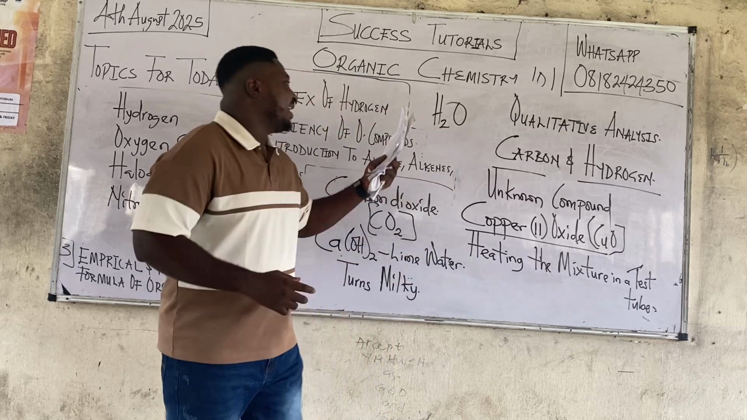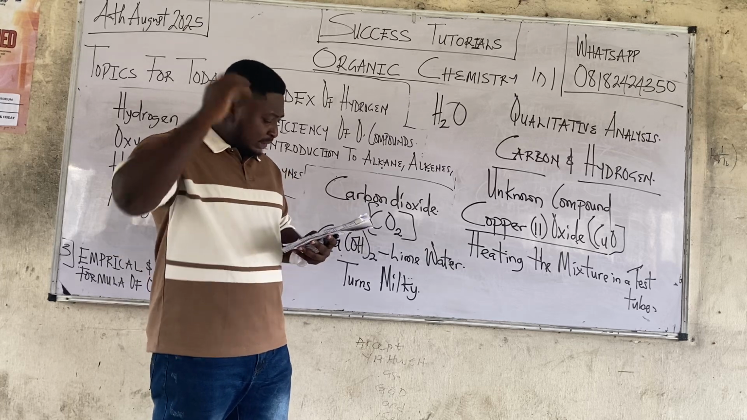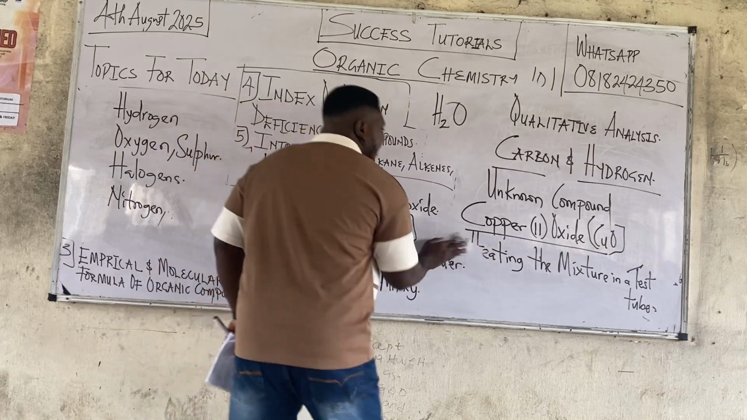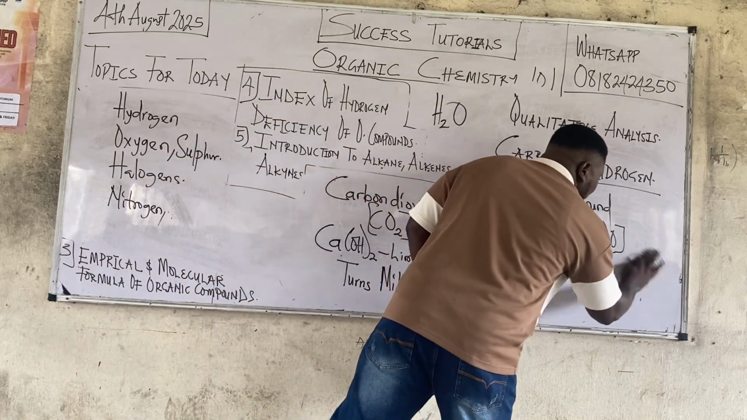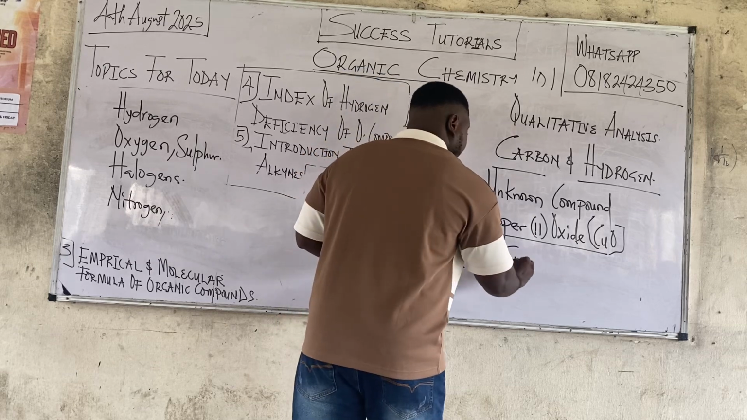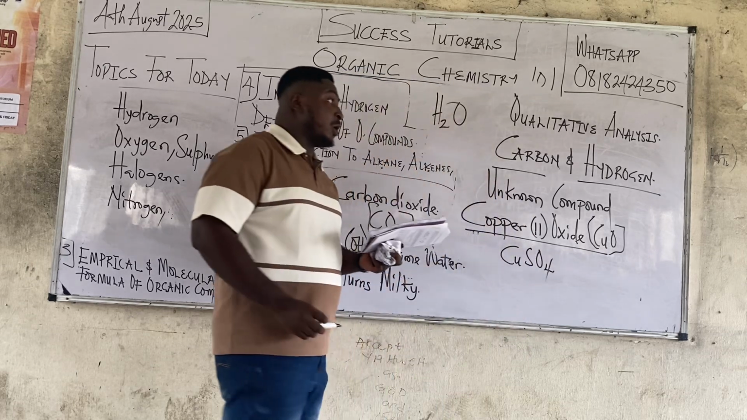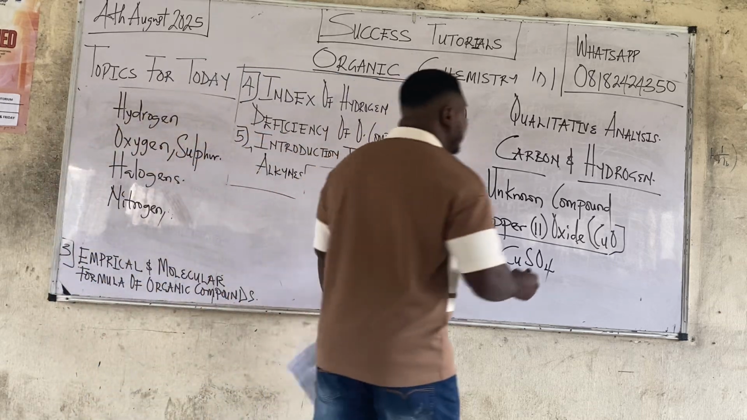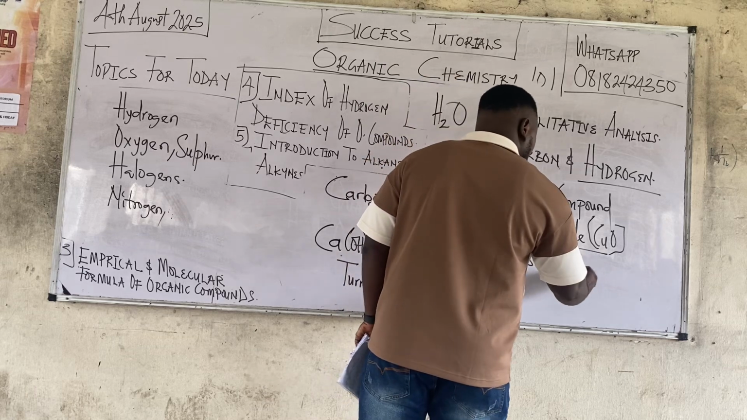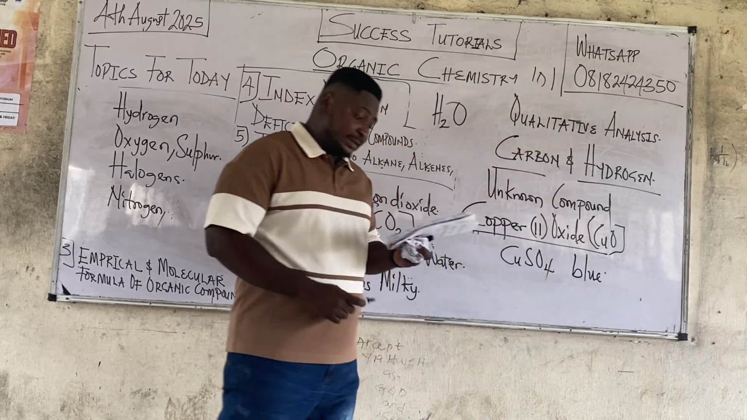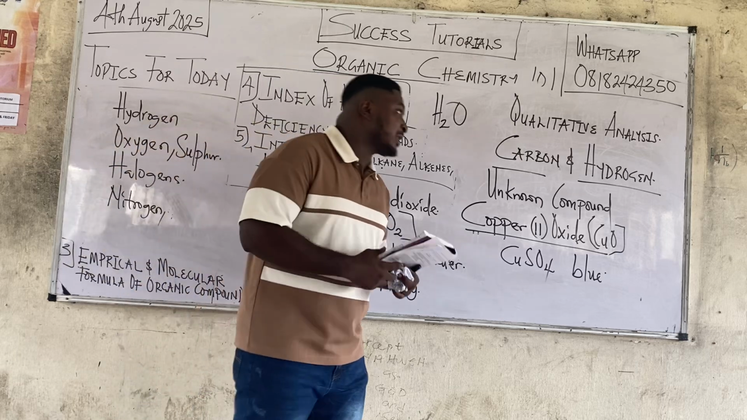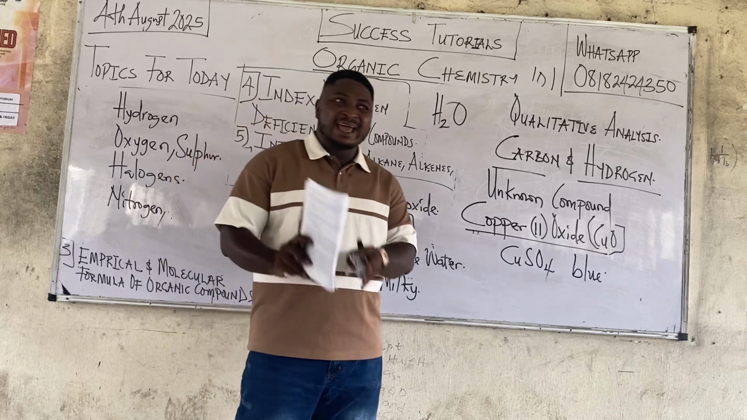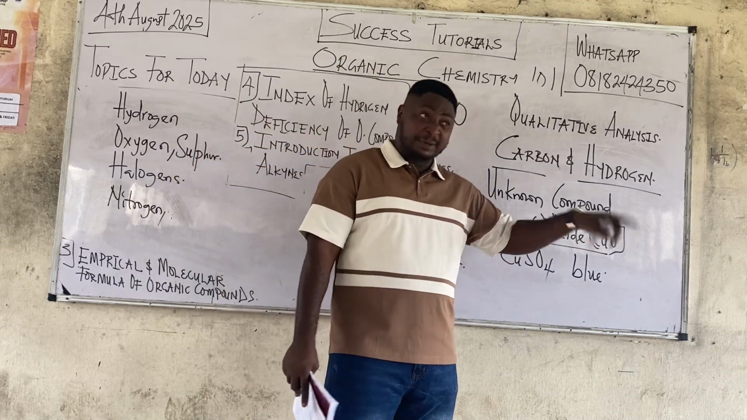So class, how do we confirm that it's H2O? We use what we call copper 2 sulfate. Copper 2 sulfate is a very good reagent that can help us know if it is water. CuSO4, copper 2 sulfate pentahydrate. Once it meets water, it turns blue immediately. Normally it is white, but as soon as water is there, it turns blue. So we know that it's water that must have done this.